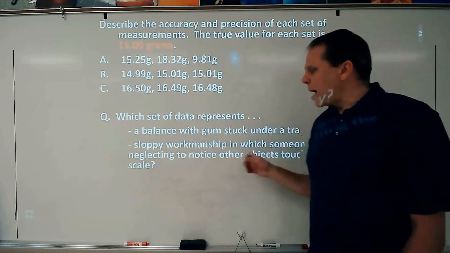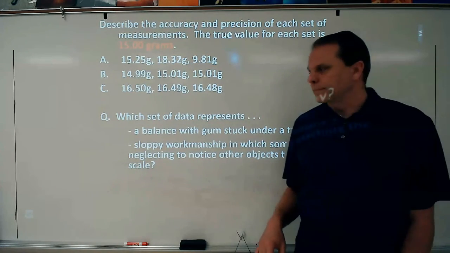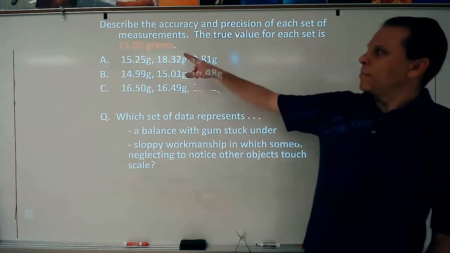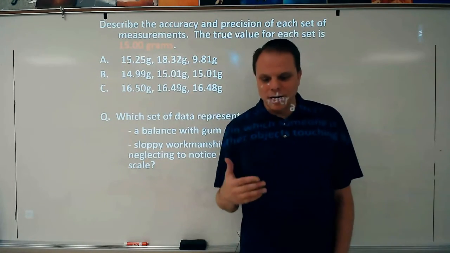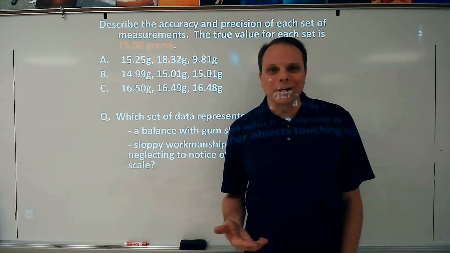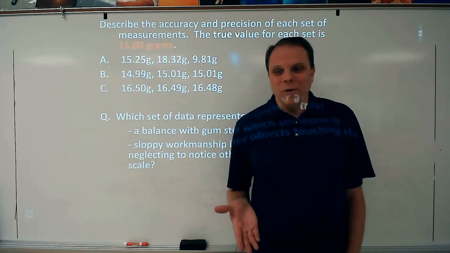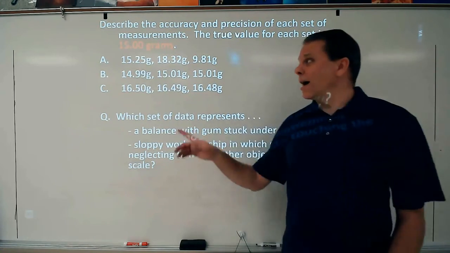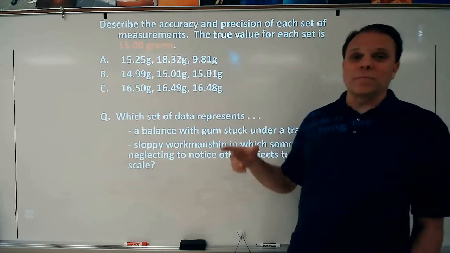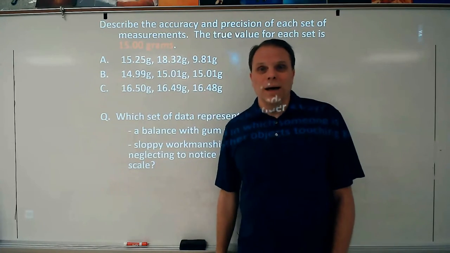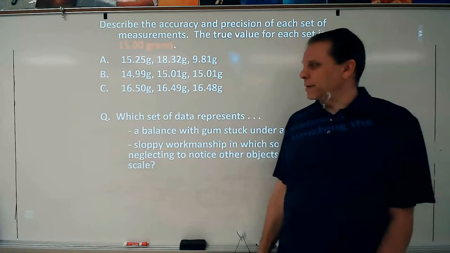Which one would represent sloppy workmanship in which someone is neglecting to notice other objects touching the scale? Well, I think probably this one, right? Because sometimes, and I've seen this in class, students will be measuring stuff and then the corner of their book is actually laying on the top of the scale and they don't even notice it, right? Or maybe it got stuck underneath and it's kind of lifting it up, right? So maybe seeming more weighted or less weighted based upon where that book corner might be. And so this one is sloppy workmanship versus having a little piece of gum.